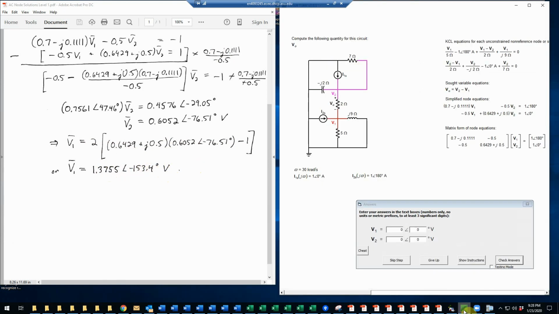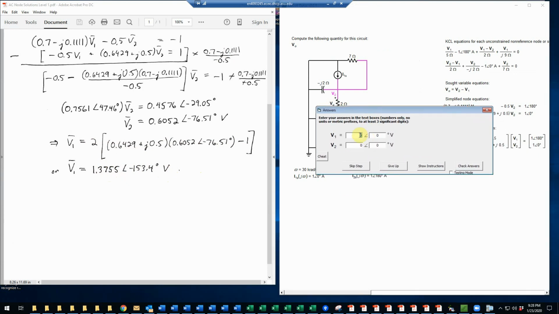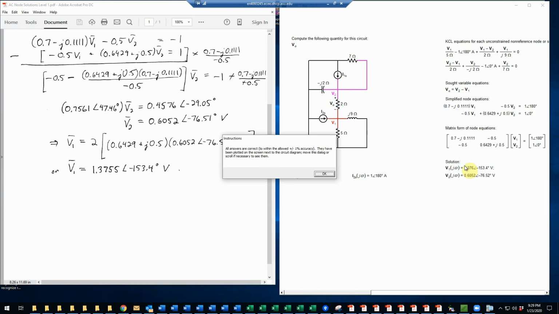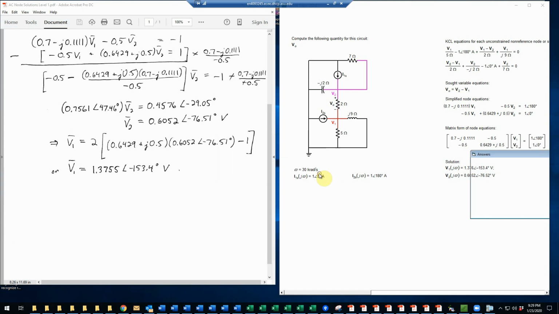So now I'm going to go ahead into the Circuit Tutor window and enter those values here. So I have V1 is 1.3755, and then the angle is negative 153.4 degrees. And for V2, then that was 0.6052 and negative 76.51 degrees. And just double check those. That looks good. So check those, and indeed those are correct.